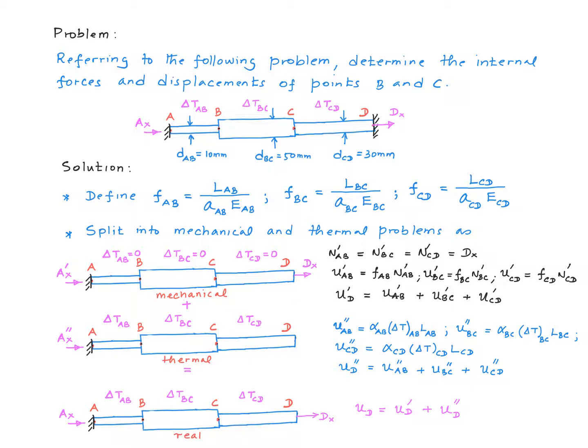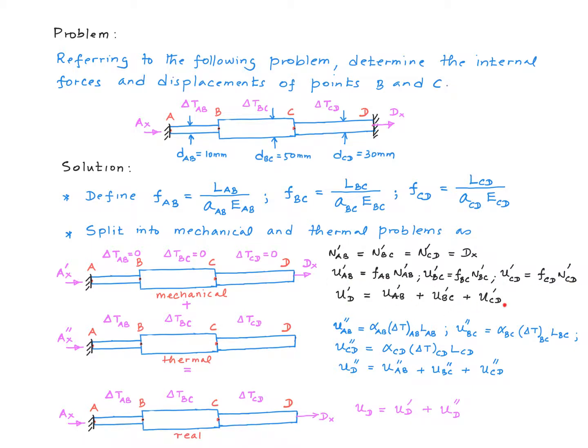So here are some details. For the first problem, the mechanical problem, first we calculate the internal forces in each of these segments. N_AB prime is the internal force within segment AB and so on. You can see N_AB prime is going to be exactly equal to D_x. Of course, I'm marking the internal forces as tensions. Tensions are positive. Once we have the internal forces, the deformations of each of these segments are given by this equation.